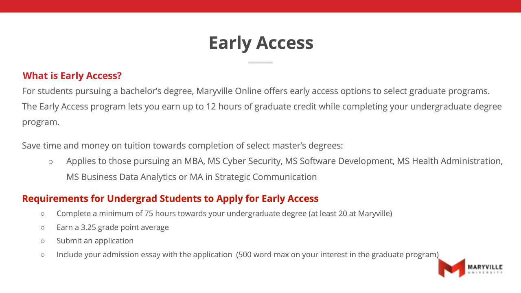So this does apply to those who are looking at going on for an MBA program, MS in cybersecurity, Master's in software development, health administration, business data analytics, or in the fall of 2019, we will be launching our Master of Arts in Strategic Communication. Typically for these individuals to qualify for the early access, you have to have completed a minimum of 75 hours towards your undergraduate degree with at least 20 hours here at Maryville University, okay? You do need to maintain at least a 3.25 GPA, and you would have to, of course, submit an application, and with your application, you would also include an essay, typically between 300 and 500 words, typically not much over 500 words, talking to us about your interest in the graduate program.